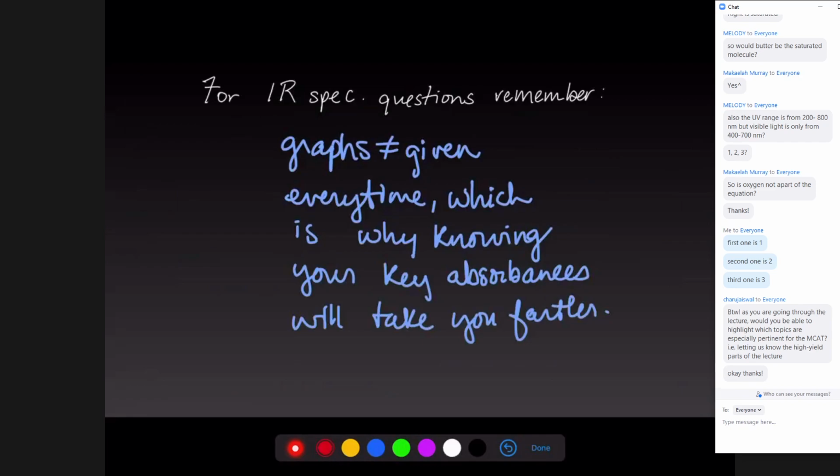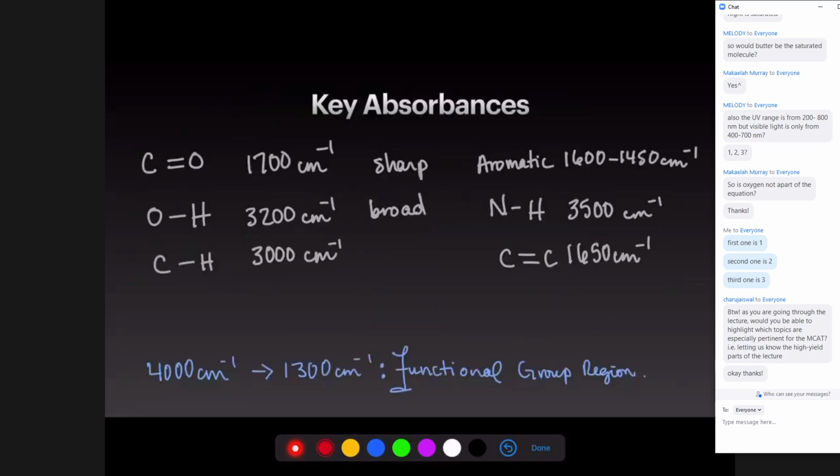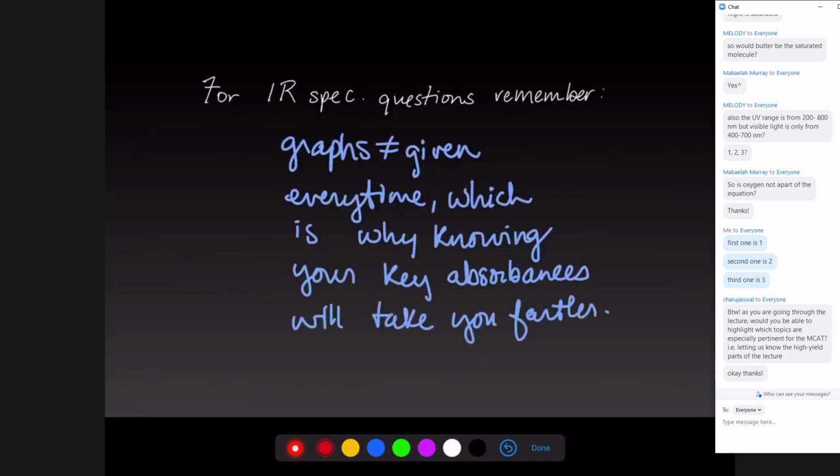So this is one point that someone just asked me for, specific MCAT pertinent things. For IR spec on the MCAT, the graphs will not always be given every time, which is why knowing your key absorbances will take you farther. If you have those locked in your mind, you'll know what molecule you have, and you'll be able to recover it more quickly than trying to memorize a graph.